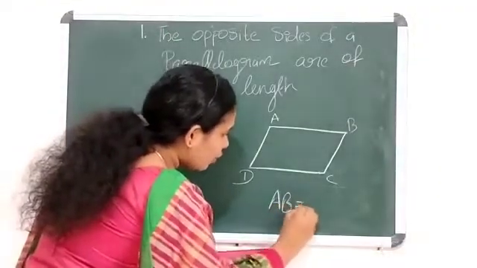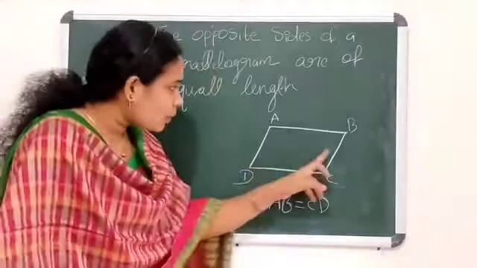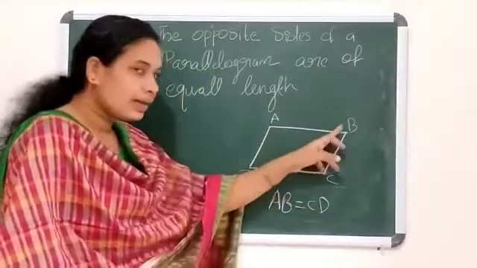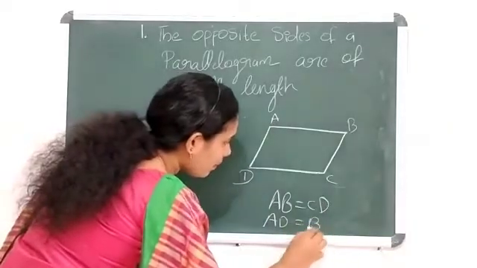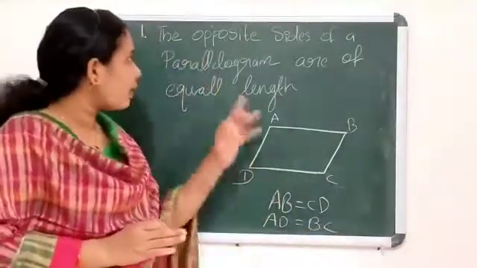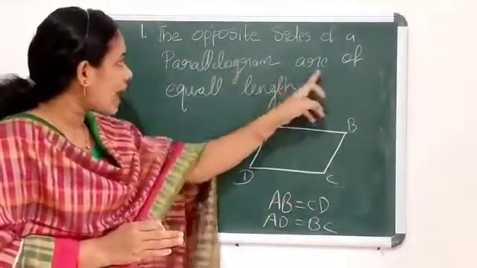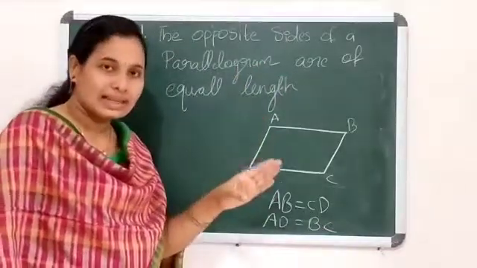So, AB equal to CD. One more pair of opposite sides, AD and BC, are also equal. That is, AD equal to BC. That is a very important property: the opposite sides of a parallelogram are of equal length.